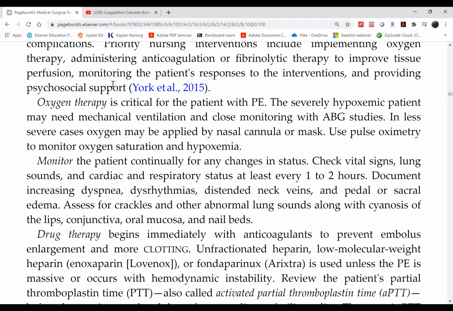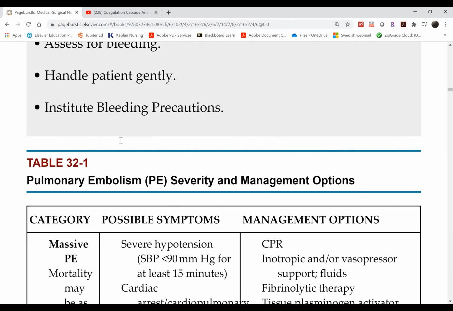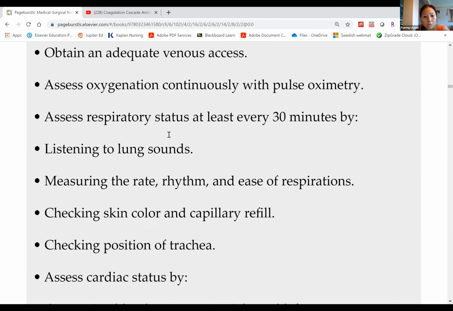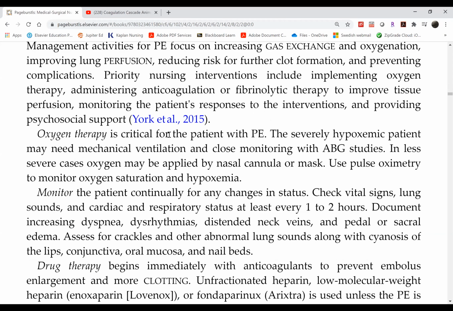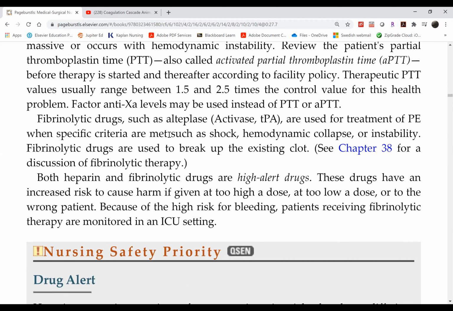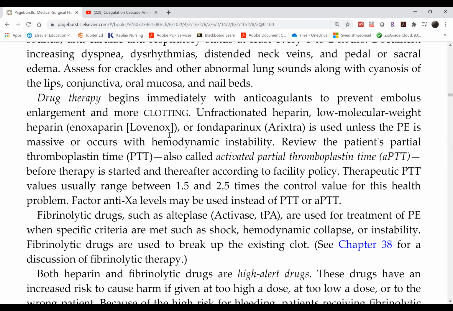All right, so we already did the oxygen therapy in chart 32-3. Next is when can the patient be discharged?